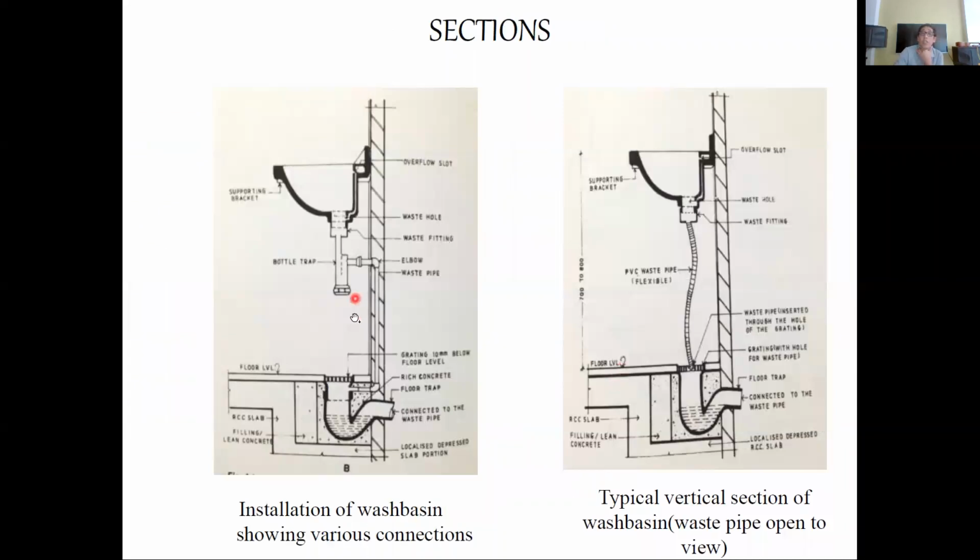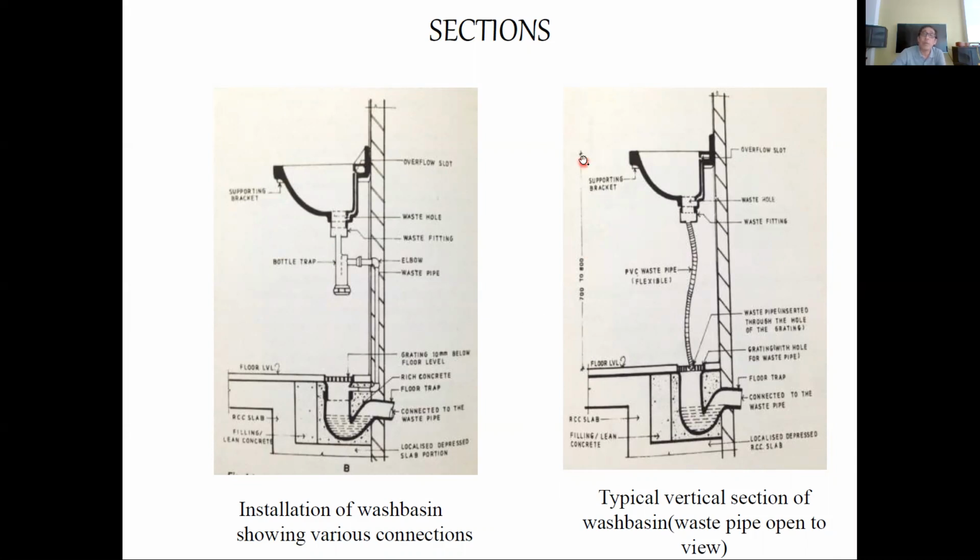So this is a section of a lavatory. Sometimes, like this one, the drain is going to the floor, and sometimes the drain is in the wall. There is also an overflow slot on the lavatory, so the water will go down to the P-trap, the bottle trap or the P-trap. Sometimes there is a supporting bracket around the lavatory, but now there is no more supporting bracket. But there are models that have a supporting bracket.